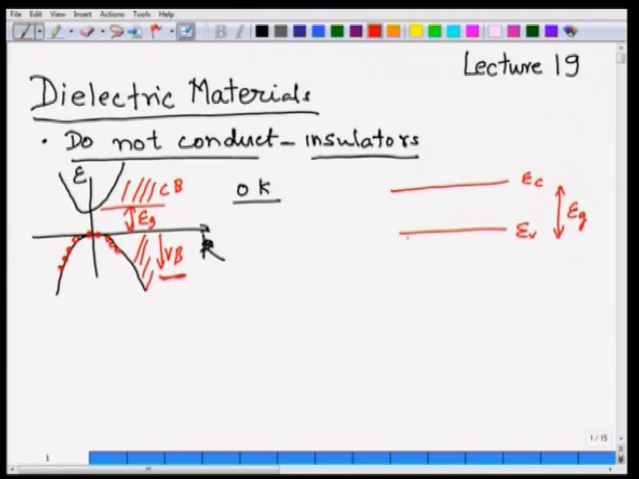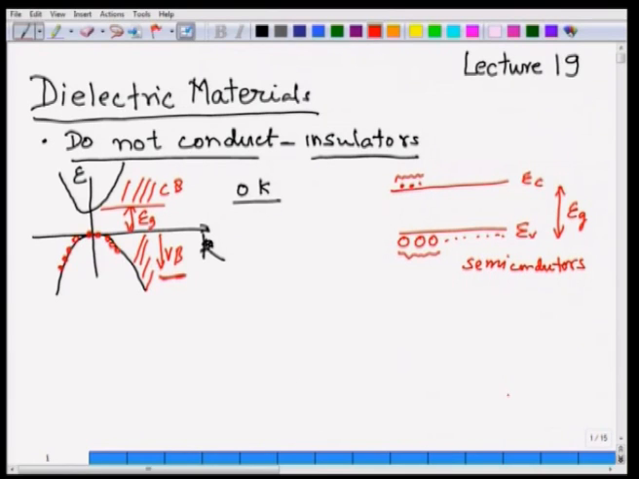Some electrons from here jumped up here, leaving behind holes, where there were still many electrons left. Now these holes in the valence band conducted, and these electrons in the conduction band conducted. Overall we got some conductivity out of these materials, and these were semiconductors.